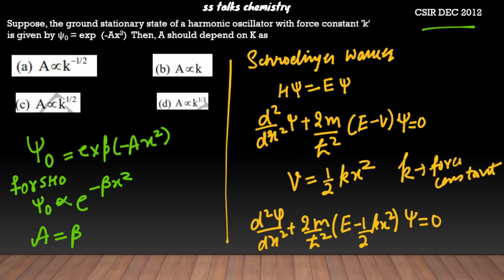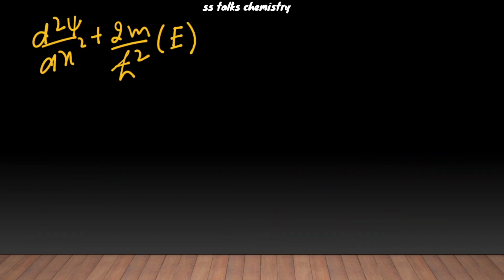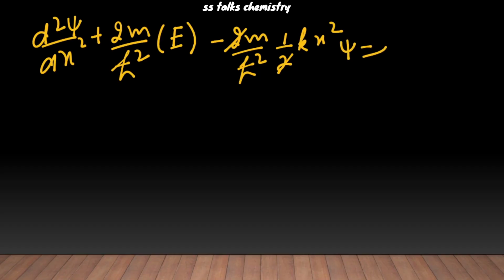minus of 2m/ħ² times half of kx², right? So this 2 and 2 get cancelled, so minus mkx²/ħ² times ψ is equal to 0. So this is what we get.